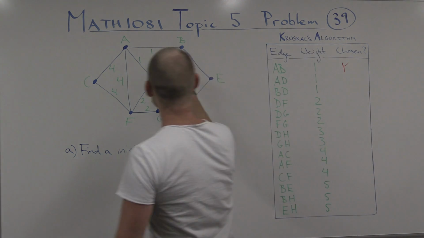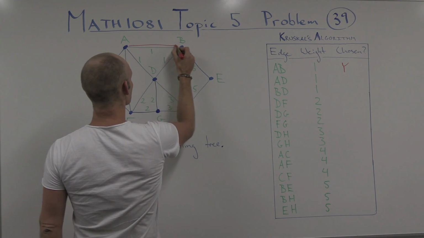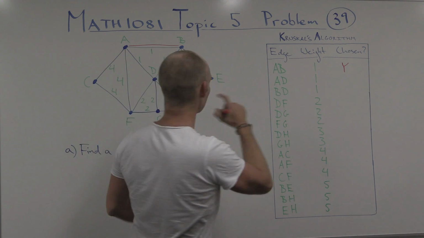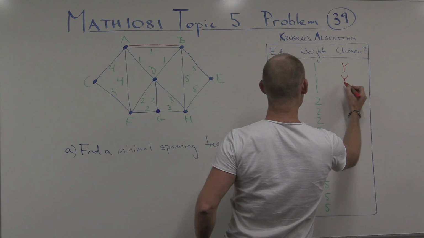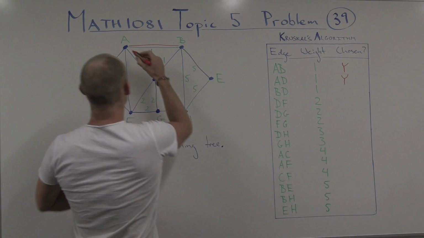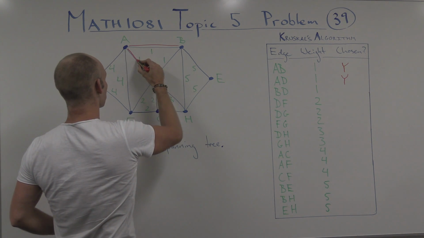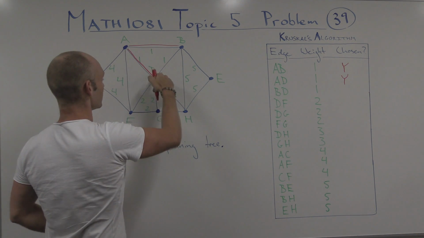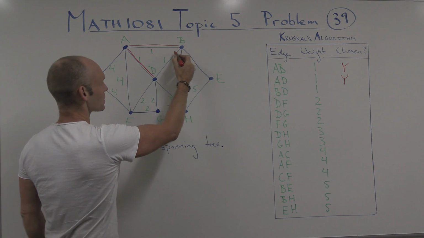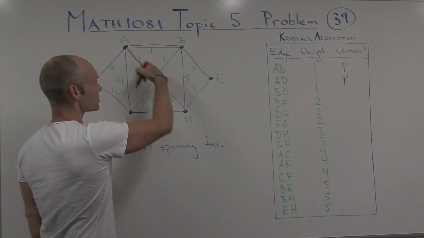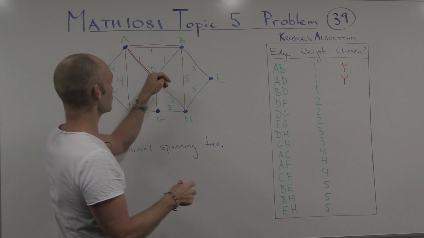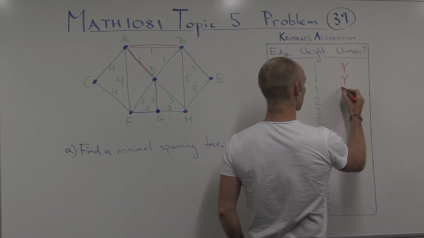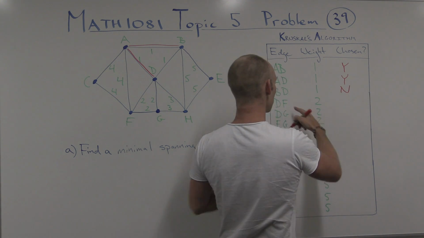So that was A to B. We choose this edge there. A to D is here, we can choose that, yes. B to D, now we've chosen A to B and A to D. Now if we choose B to D, then we'd have a red triangle here. So we can't do that, so we can't choose B to D. So we write no here, and then we go on.